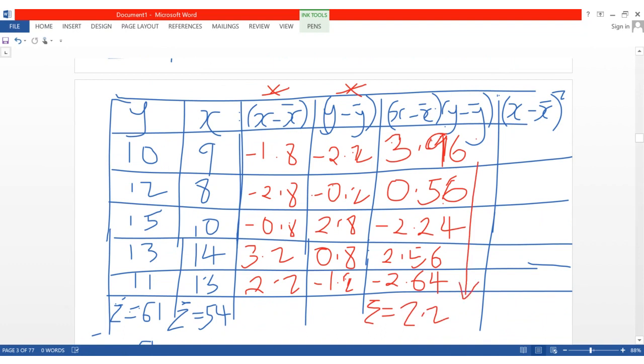Then I'll get my X minus X bar squared. So I square. So negative 1.8 times negative 1.8, I'm getting 3.24. That is for the first one, 3.24. Then I do negative 2.8, so you must put brackets. If you don't put brackets, you'll always get a negative. So when you're doing the square, please be careful. You put the brackets and then you square. And then 7.84.